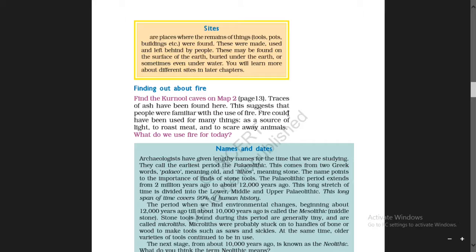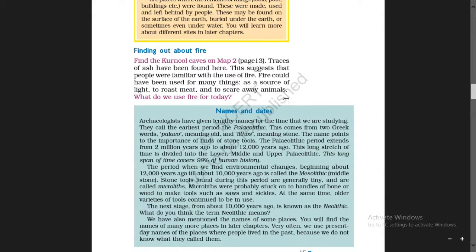Fire could have been used for many things. It could have been used for different purposes, such as a source of light, to roast meat, and to scare away animals. So fire was used for lighting a dark place or dark room, to roast meat, and to scare away animals in order to remain far away from them.